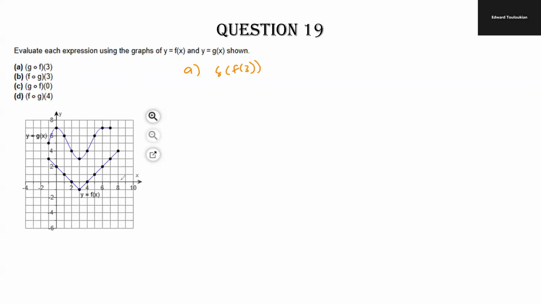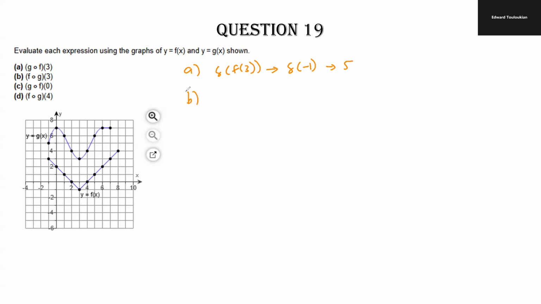So f of 3 would be when I go to x equals 3 on my f graph, that's -1. So f of 3 is -1, so this reduces to g of -1 because f of 3 is -1. So then g of -1, when I go to -1 on the g graph, that's 5. So this is equal to 5.